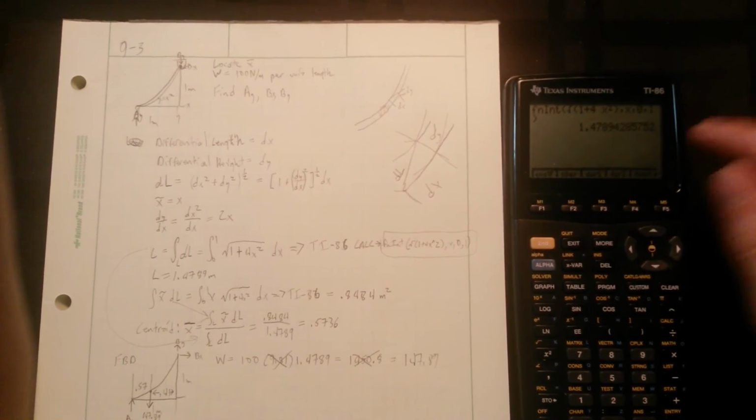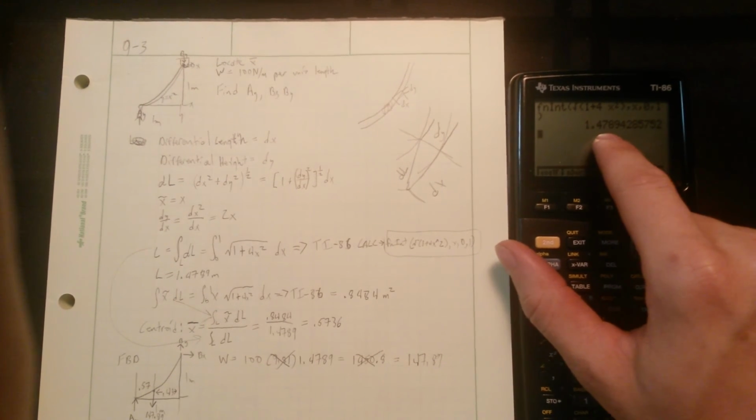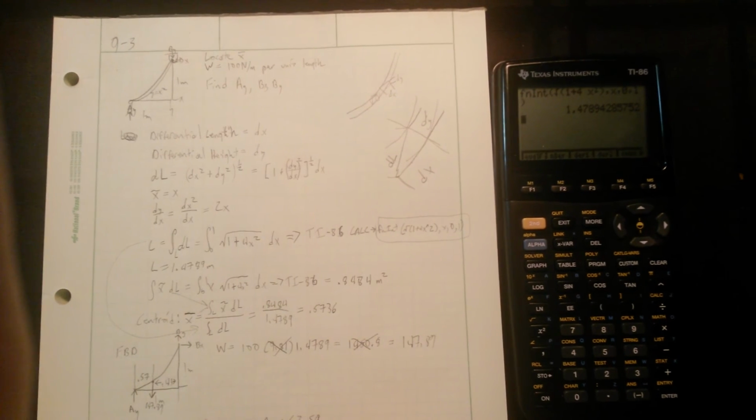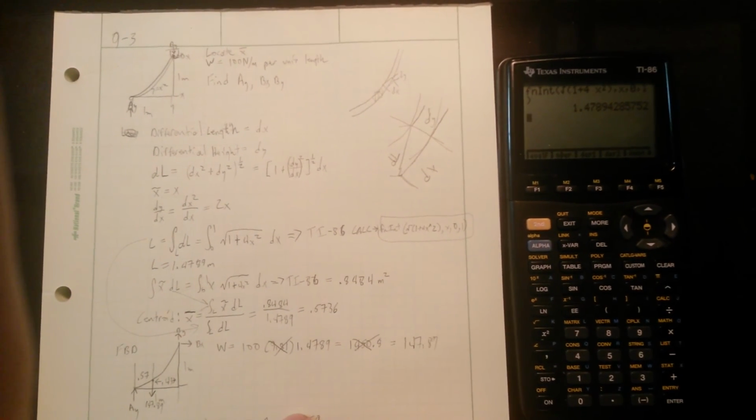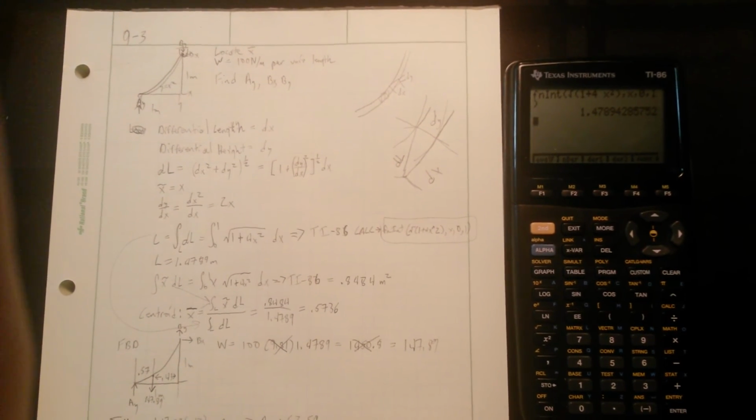Then it's going to evaluate this definite integral, and it comes back with a value of 1.4789, which is what I have over here that I got from our instructor. So I know my calculator is evaluating this integral the same way that he got his answer. You could check it against Wolfram Alpha or something like that if you want as well.